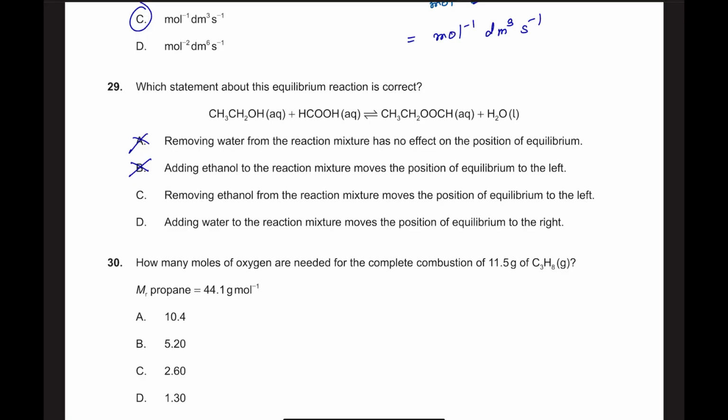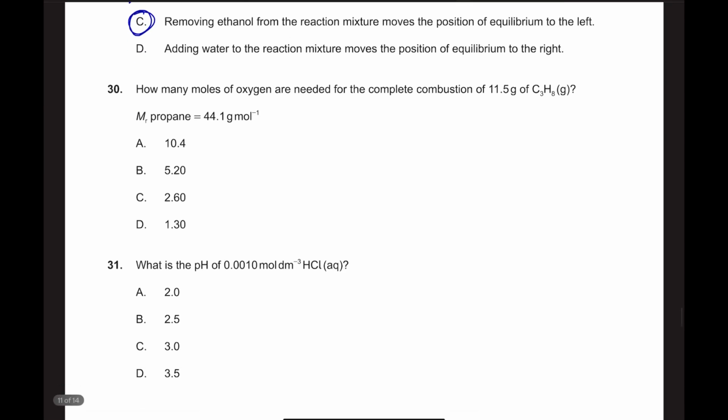Removing ethanol from the reaction mixture moves the position of equilibrium to the left. If you remove ethanol, if this goes down, the equilibrium will prioritize the reverse reaction. More reactants are formed and equilibrium shifts to the left, which is absolutely correct. Answer would be option C.